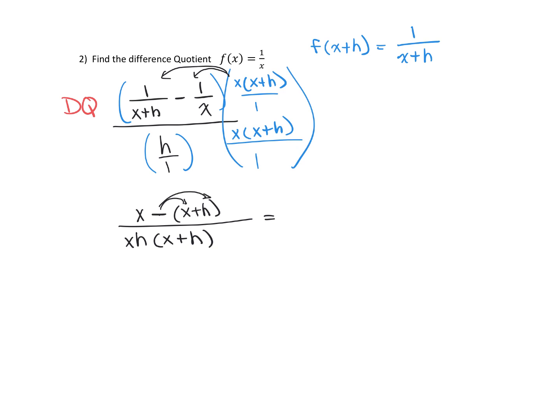Simplifying, x minus x is going to go to 0. We get minus h over x, h times x plus h. Now we can cancel those, and our result is negative 1 over x times x plus h. That concludes this video on the difference quotient.